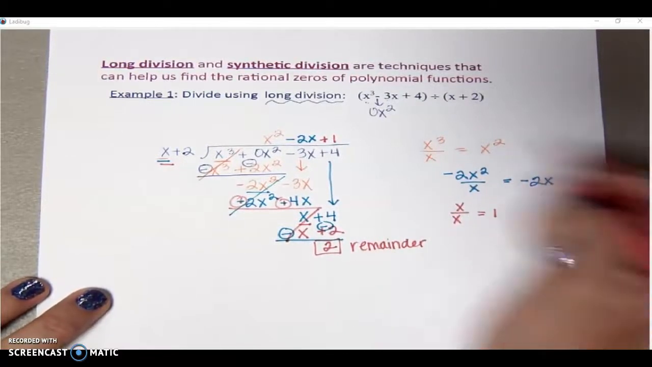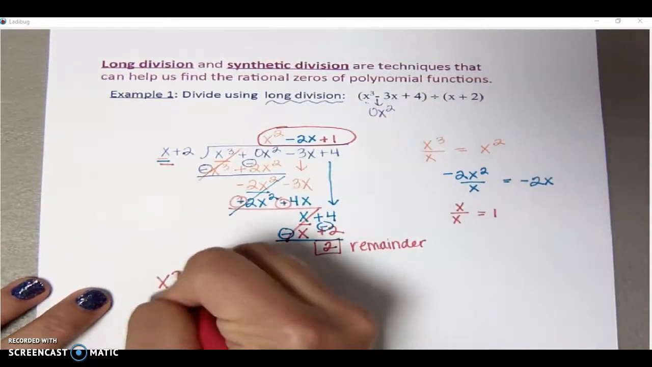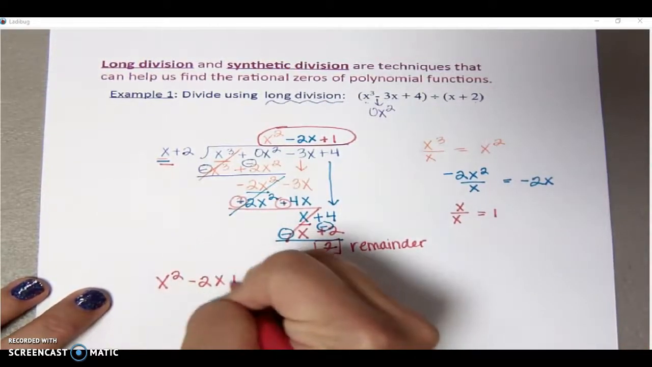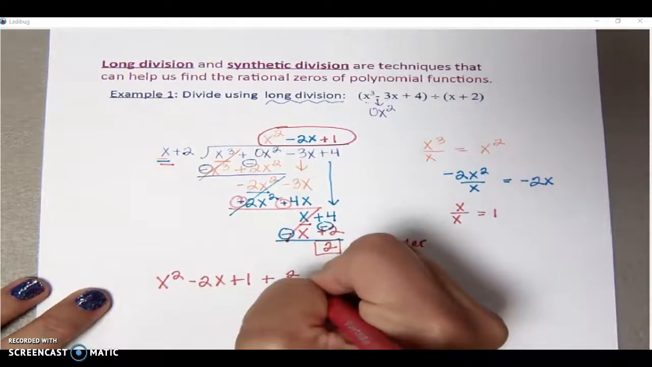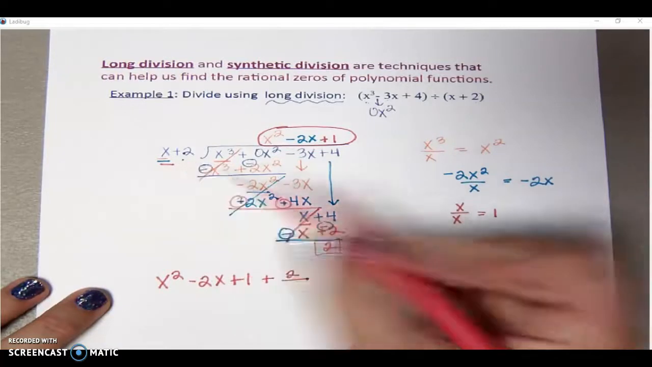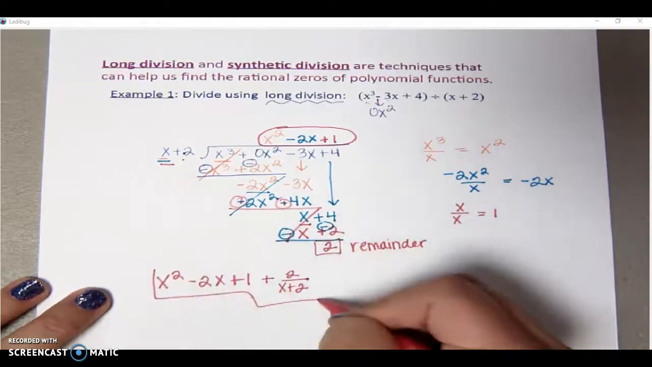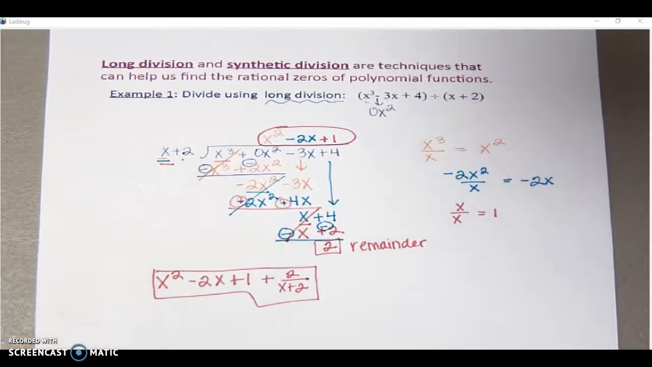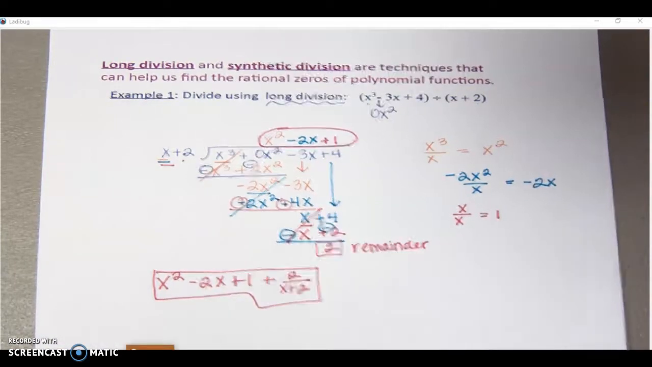And to write our answer, you're going to write out what you got in the top part here. So we have x squared minus 2x plus 1 plus the remainder, which is 2, over the part that's on the outside here, the x plus 2. So that's how you're going to write your answer. So that is an example of long division. Okay. So next we're going to take a look at synthetic division.